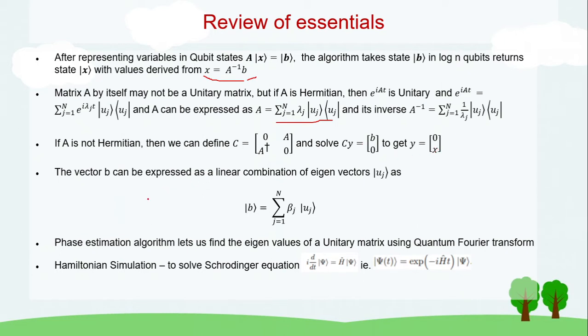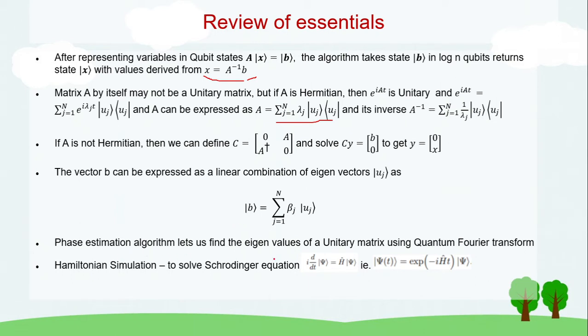And when you are starting, you have to express the given vector b first in terms of qubits, and later during the process we will represent it as a linear combination of eigenvectors of the matrix. We have seen earlier that any vector can be represented as a linear combination of other vectors within that same space, right?